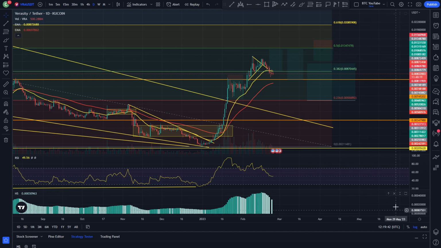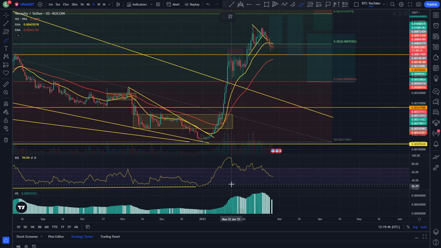I mean, the RSI is reset, which is really nice to see as well. You always love to see the RSI reset after a big pump like this. Obviously, this bearish divergence is starting to come into play here, but it's nice to see the RSI coming back down to about 50, basically reset to neutral after such a long move to the upside here.